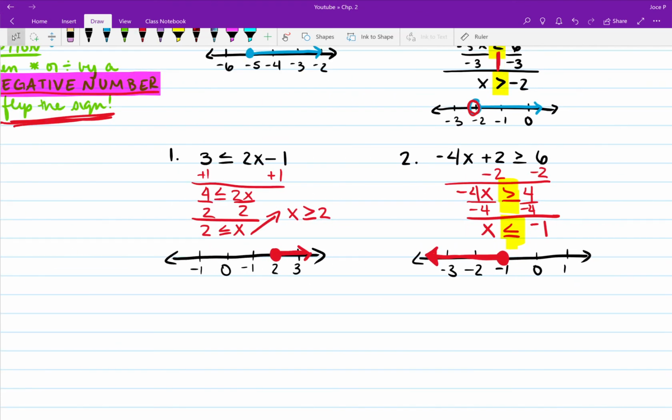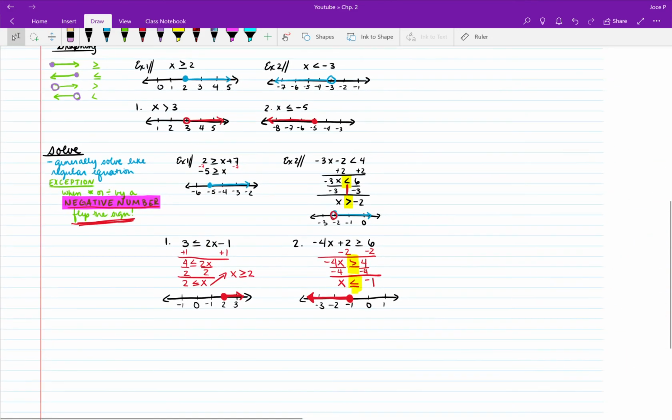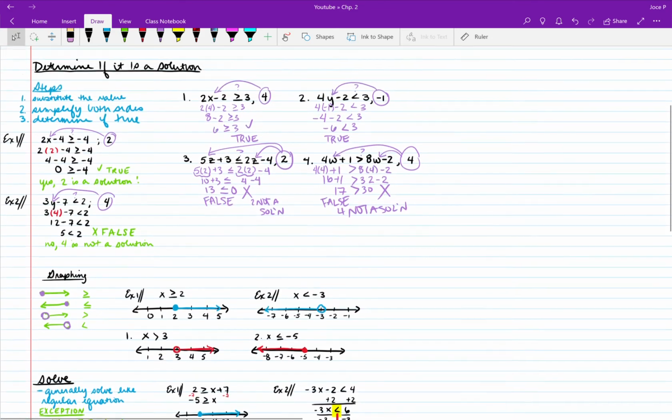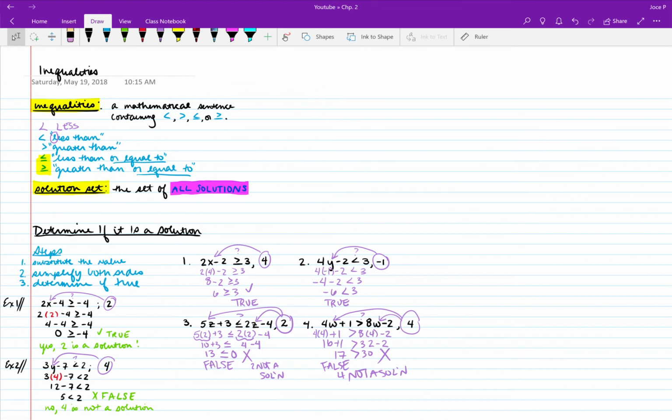Fantastic. So this was our course on basic inequalities. The next course will be about compound inequalities. Stay tuned.